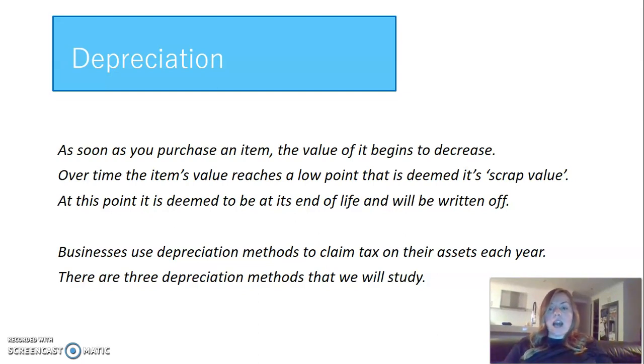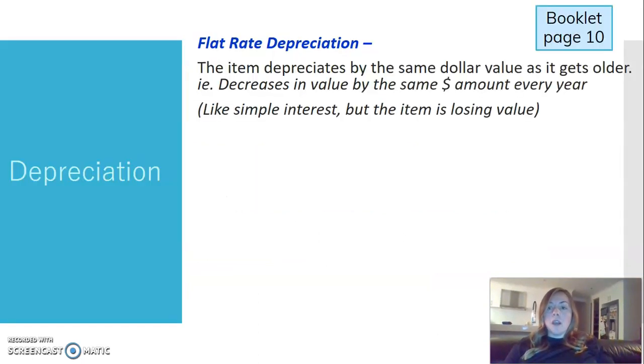This course doesn't really cover a lot about the tax implications of depreciation, but instead it covers what depreciation types there might be that you could use potentially in the future. So the first type that we will look at is flat rate depreciation. Flat rate depreciation involves an item depreciating by the same dollar amount every year.